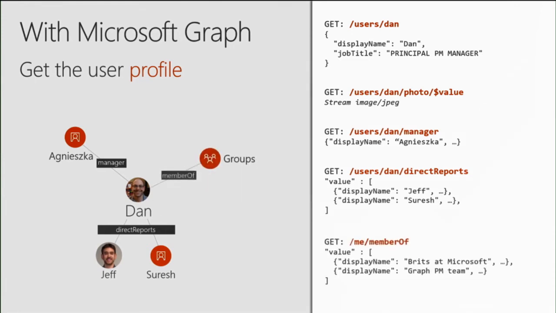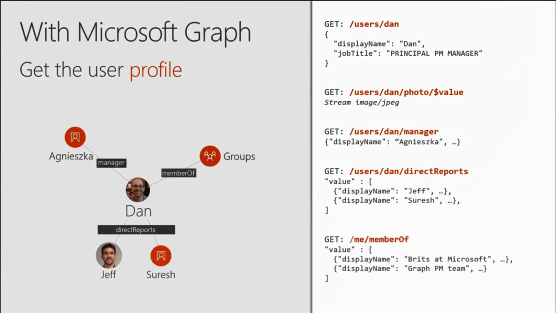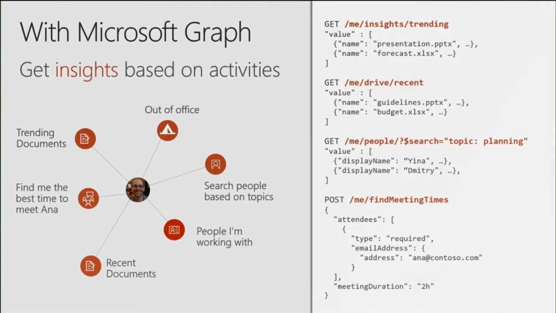And you can find out what groups they're a member of. And these are things that Jeff just showed you. But you can also go further than that, and you can go and traverse to the other data that is relevant for users. But what we're going to talk about is also the insights based on activities that are relevant to a user and the organization.